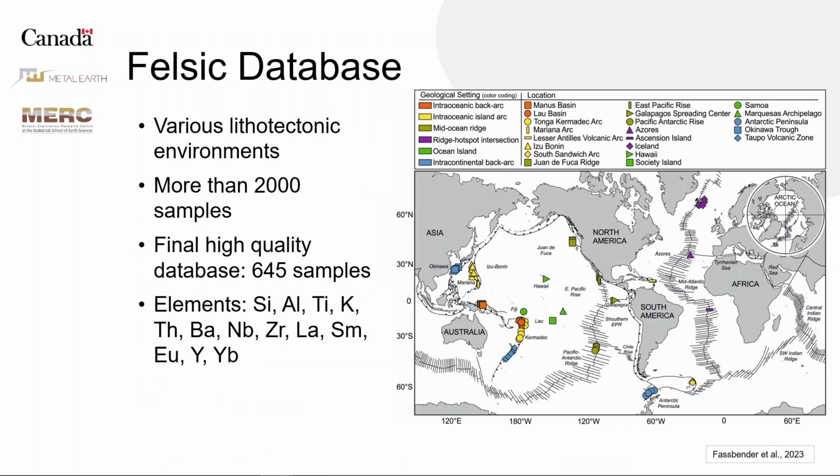And for that, we compiled a database for Felsic volcanic rocks in modern ocean settings, comprising various lithotectonic environments covering ocean islands, ridge hotspot intersections, intraoceanic arc and backarc environments, and intracontinental arc and backarc environments, resulting in more than 2,000 samples that then have been filtered for a certain set of desired elements. And those elements have been chosen based on their usage in lithotectonic discrimination diagrams, and obviously their availability in our data set. And that resulted in 645 samples that we used for our analysis.